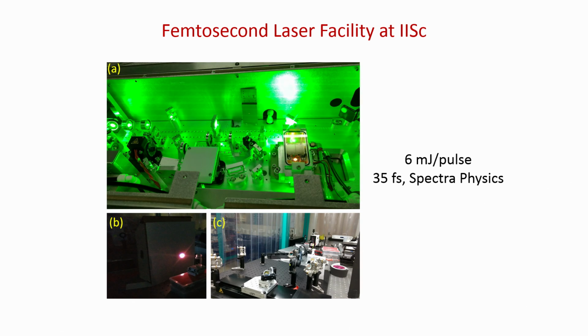This is the laser system which we have used in our lab. It produces 6 millijoule per pulse, but we do not need 6 millijoule per pulse in these experiments. Spectra-Physics has applied 35 femtosecond pulses, and this is the pump probe setup which we have in the lab. That's a two pulse correlation setup.